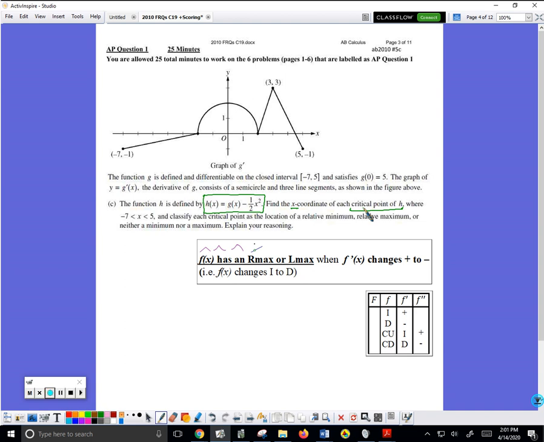So I'm looking for h prime equal to 0. So I need to go find h prime. This is my formula for h. So I write h prime of x is going to equal the derivative of g, which is g prime, minus 1/2, a multiplying constant, times the derivative of x squared, which is 2x. You can stop there, you don't have to simplify. If you get that far, they will give you 1 point for finding h prime.